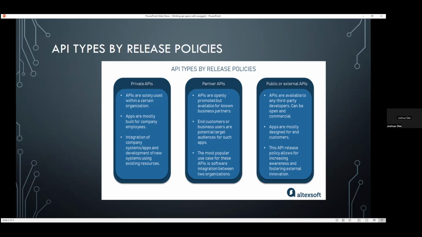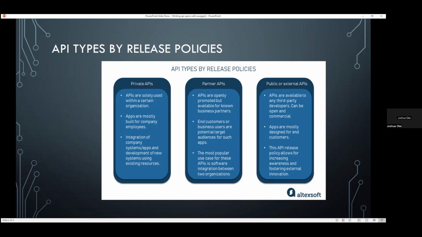Partner APIs are only available for business partners. What easy example could I use? I could use Meta, for example. Facebook has internal applications that they use in developing stuff. So they have private APIs, then they have partner APIs. And aside from that, there are other folks that don't have a Facebook application that are partners with Facebook and get to use some of Facebook's APIs. So the most popular use case is APIs between two organizations, all right?